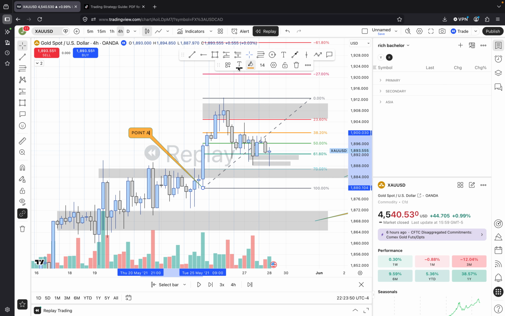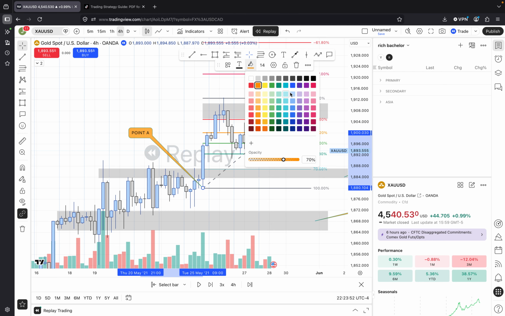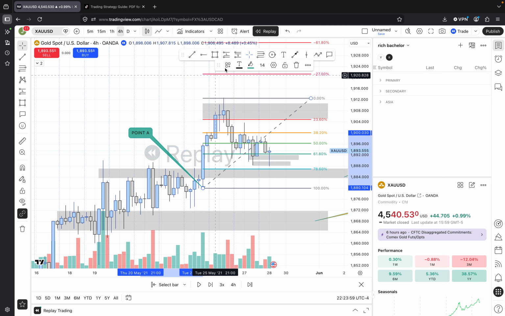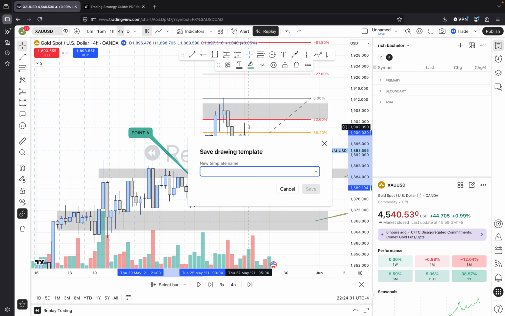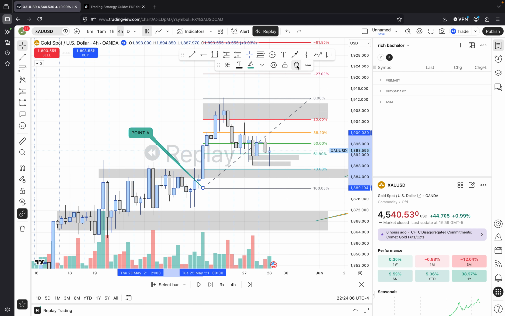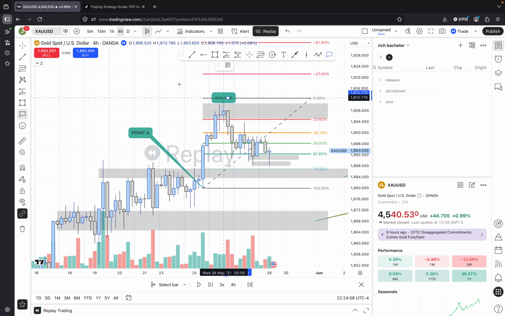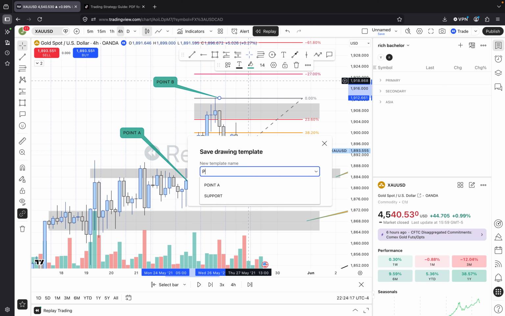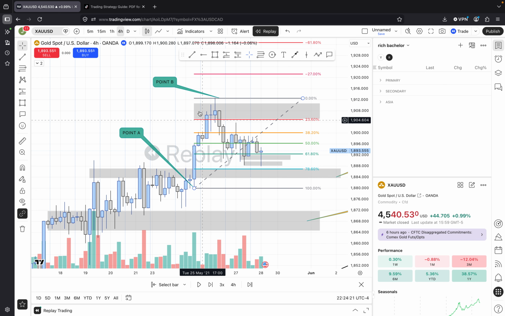And I'm actually going to change this color to, let's do green. All right, let's do green. And we're going to make these green opposed to point A, right? Cool. And then that means right after that, we're going to have point B. Save this. Cool. So we got point A, point B.